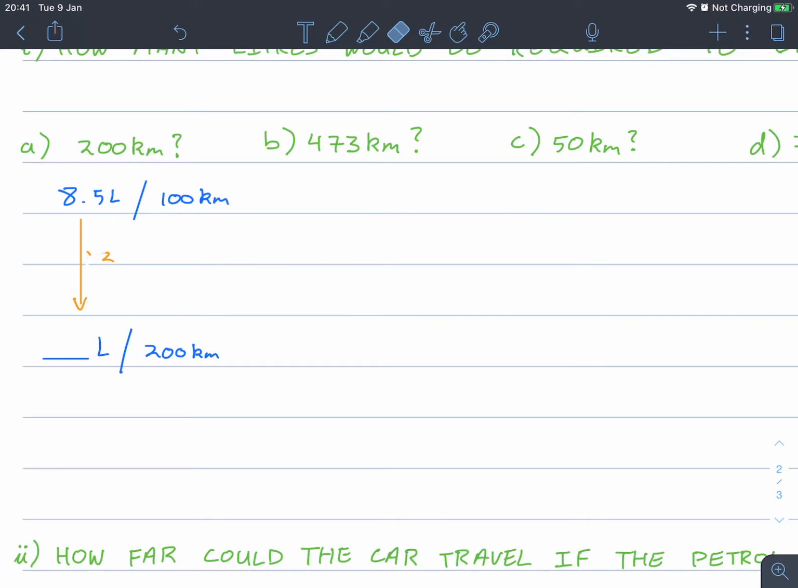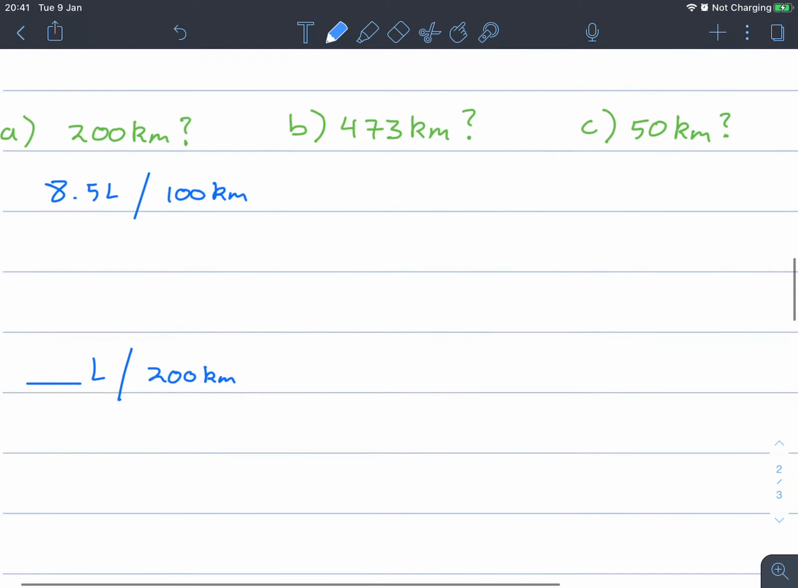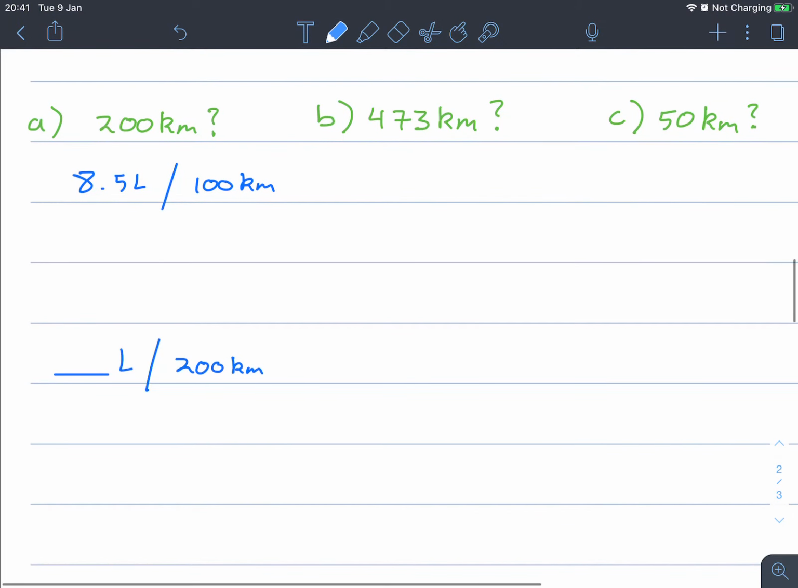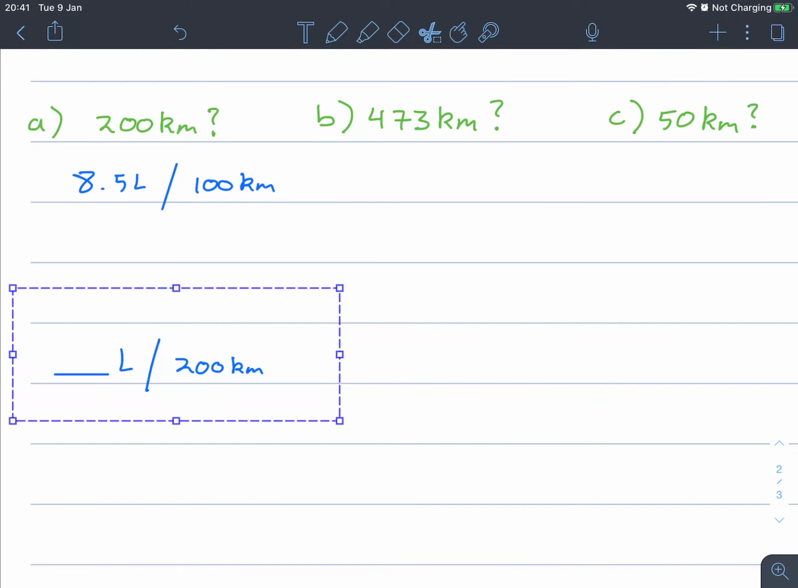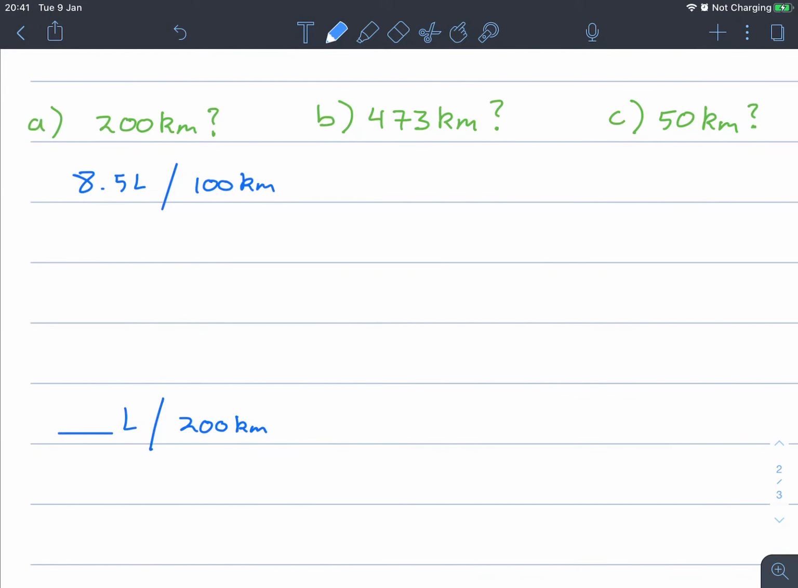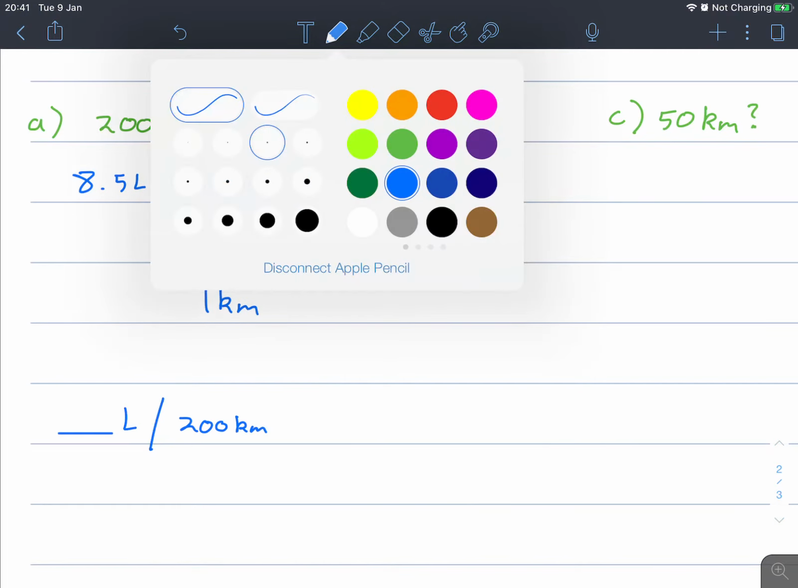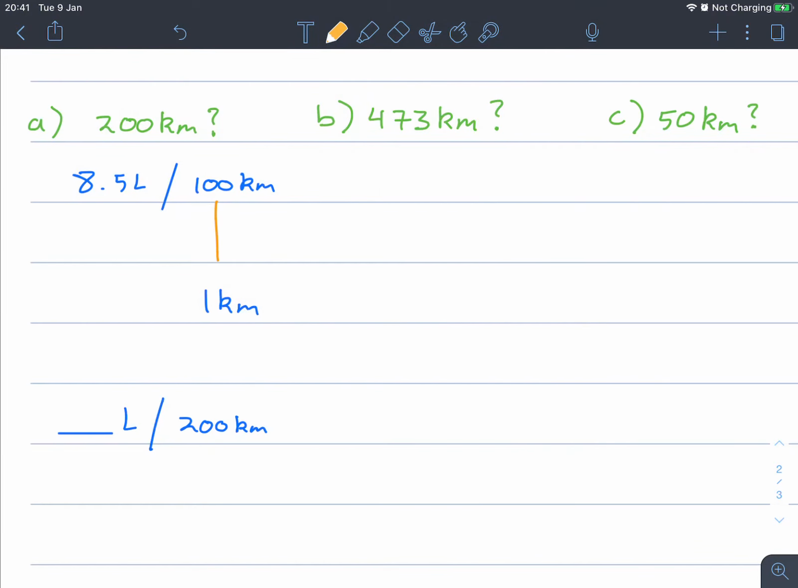However, for the purposes of consistency, what we're going to be doing is using the unitary method again, because it's easy for all numbers and values. So for this, I'm going to find 1 kilometer. Let me just move this down one more time. I want to find 1 kilometer. So for 100 to become 1, we divide by 100, and we do the same to here.